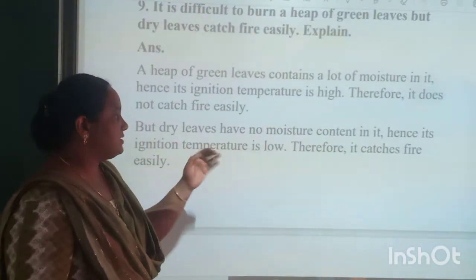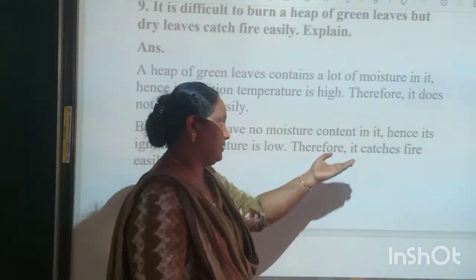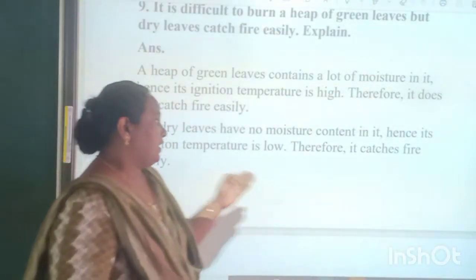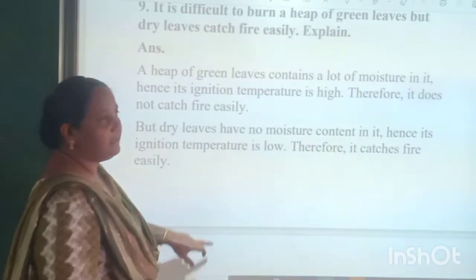But dry leaves have no moisture content in them. Hence, their ignition temperature is low. Therefore, they catch fire easily.